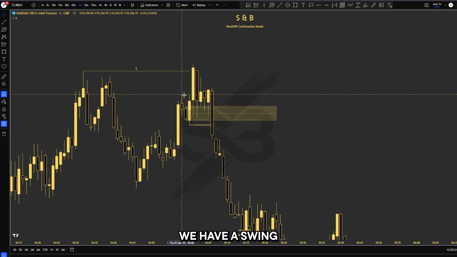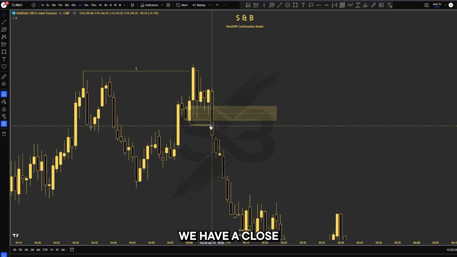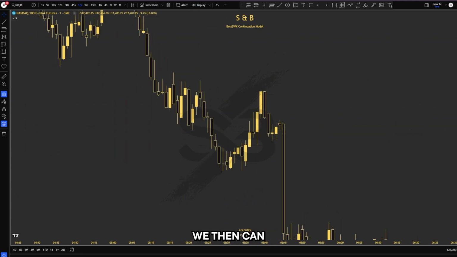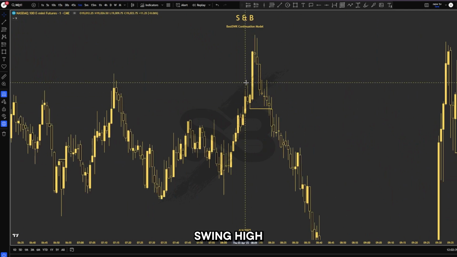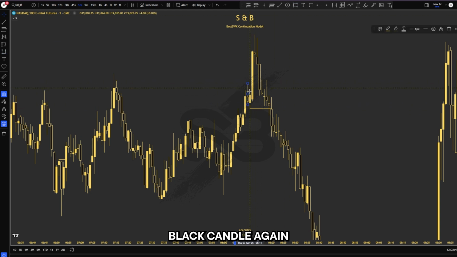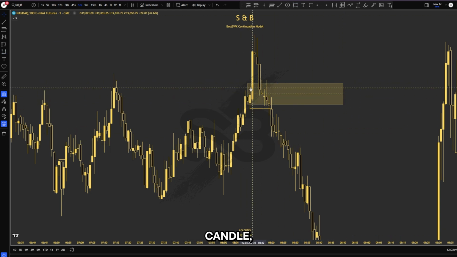So as we can see, we have a swing high, a swing low, a higher high, and then we have a close below this swing low, making this candle here be the breaker block. We then can look at some more examples like here: swing high, low, higher high, close below, making the black candle again a breaker block. It is not the up candle, it is the breaker block being the black candle.